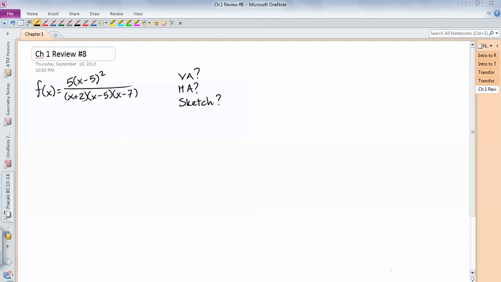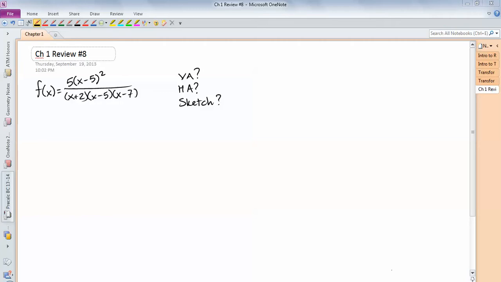Hey, okay, so I want to take a look at the Chapter 1 review problem number 8, where you are asked to find the horizontal and vertical asymptotes of f of x, which is given there, and then to sketch a graph of the function and note the discontinuities. So let's take a look.